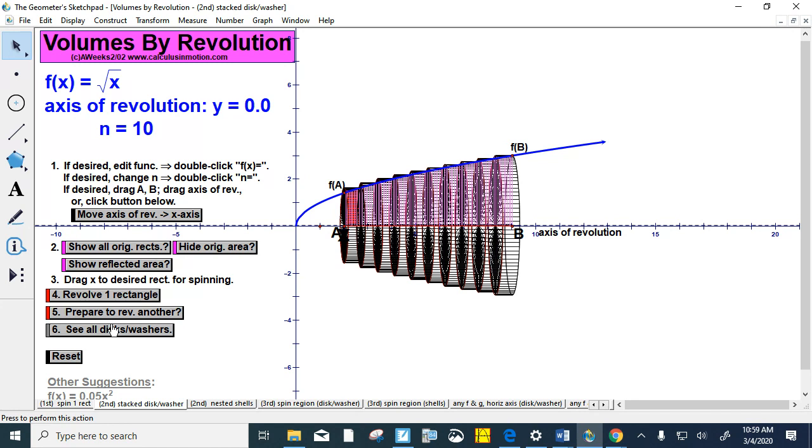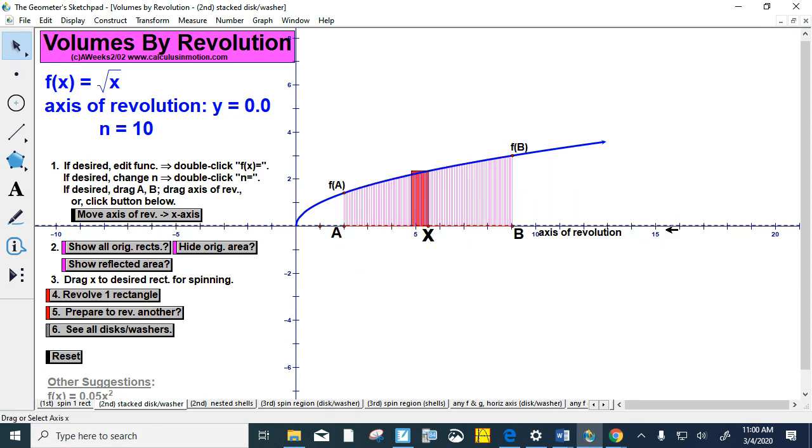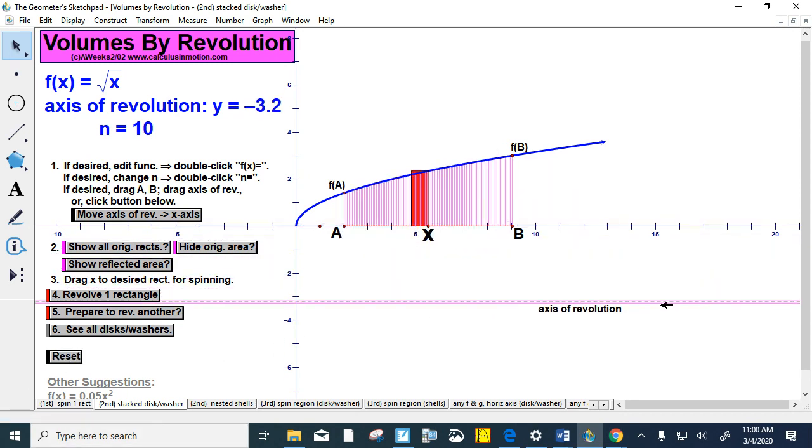So how would I find the volume? I would just add up all the discs, right? What we're going to do today is add up infinitely many of them and get the exact volume of revolution, which is pretty exciting.